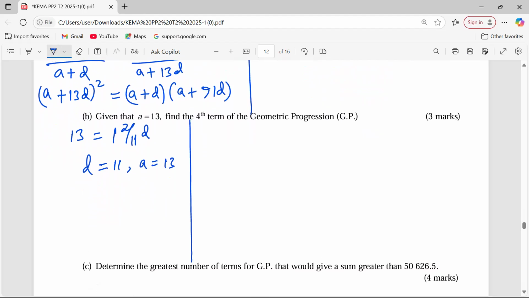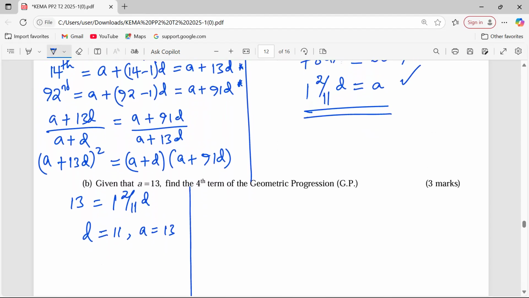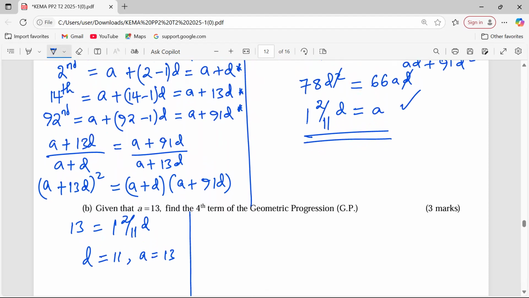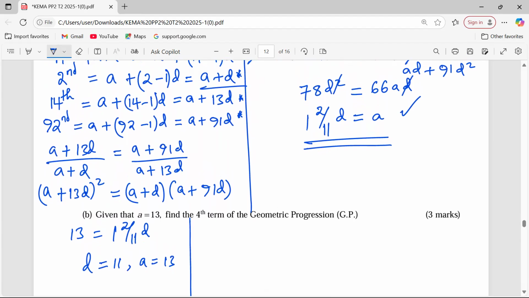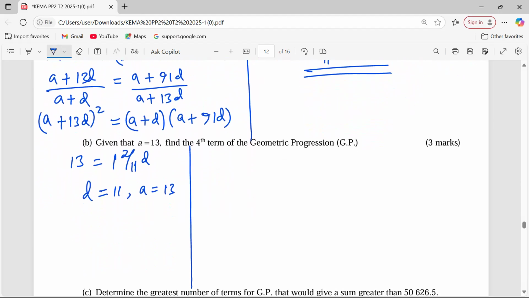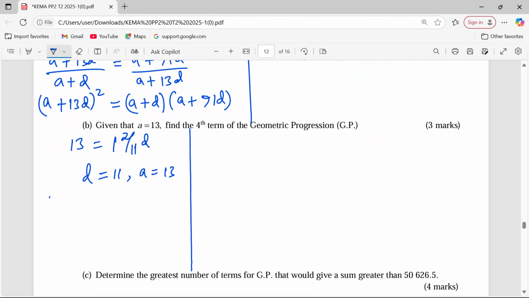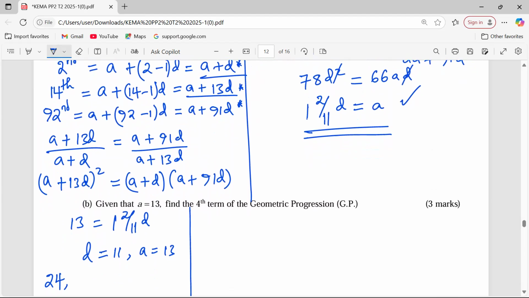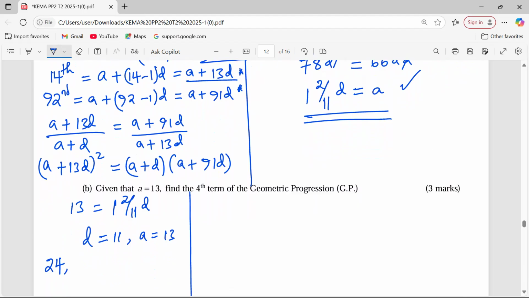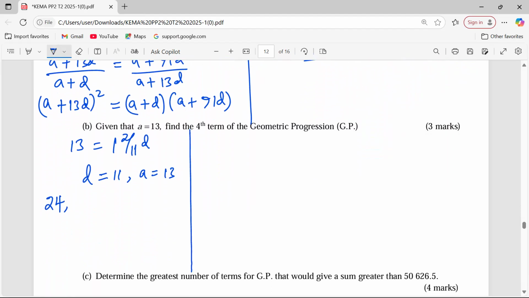So with this, we can now find the exact terms. The first term in this GP is going to be the second term of the AP, a plus d, which is 13 plus 11, which is 24. The second term is the 14th term, which is a plus 13d. a plus 13d means 13 plus 13 times d, which is 11. So I'm getting 156.